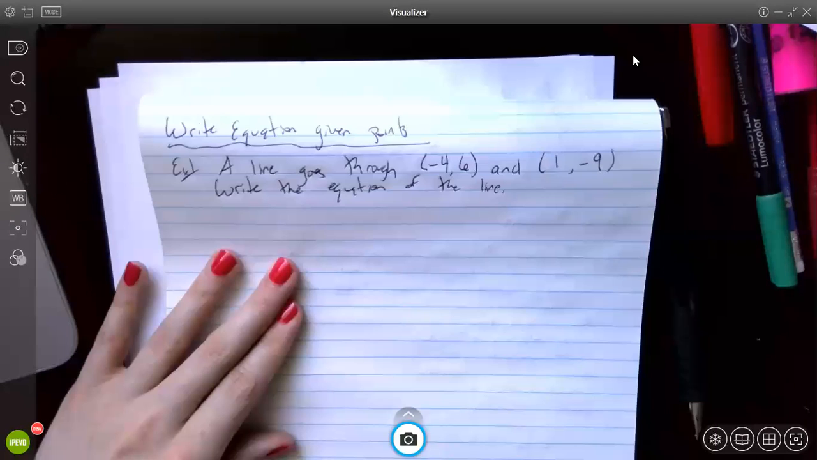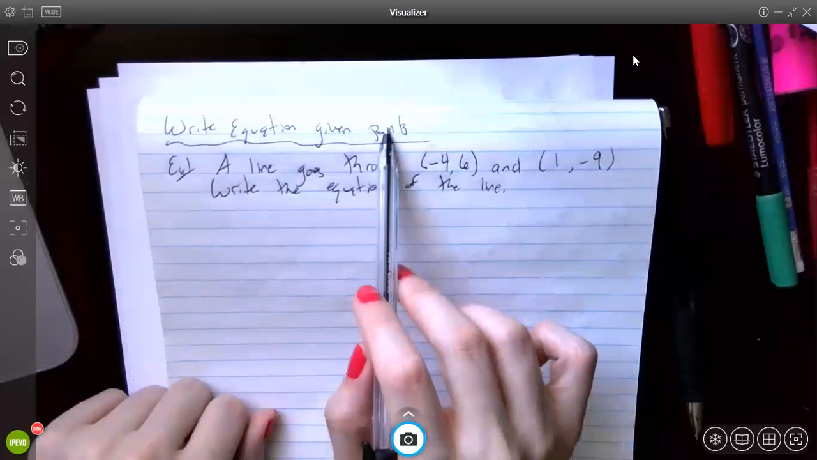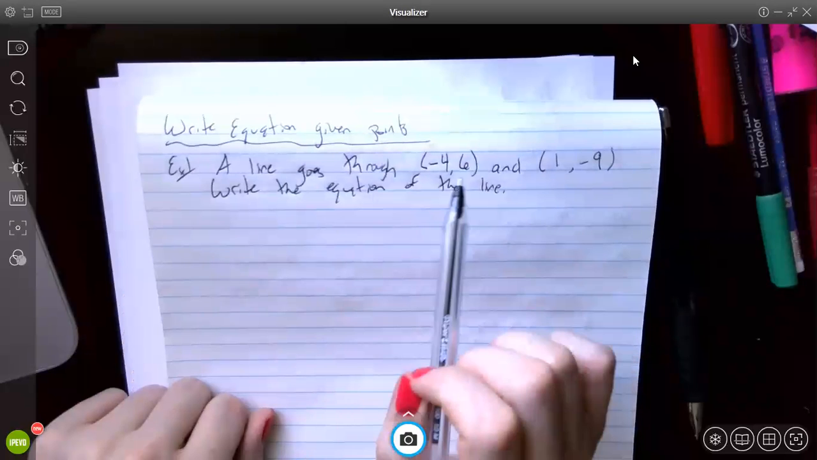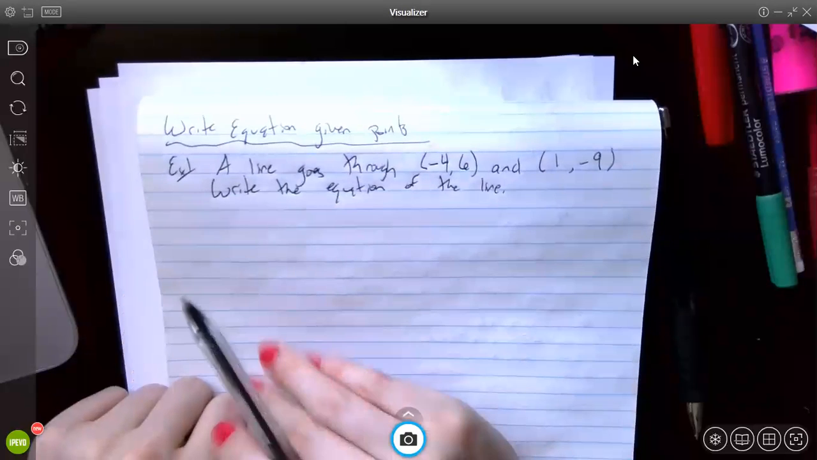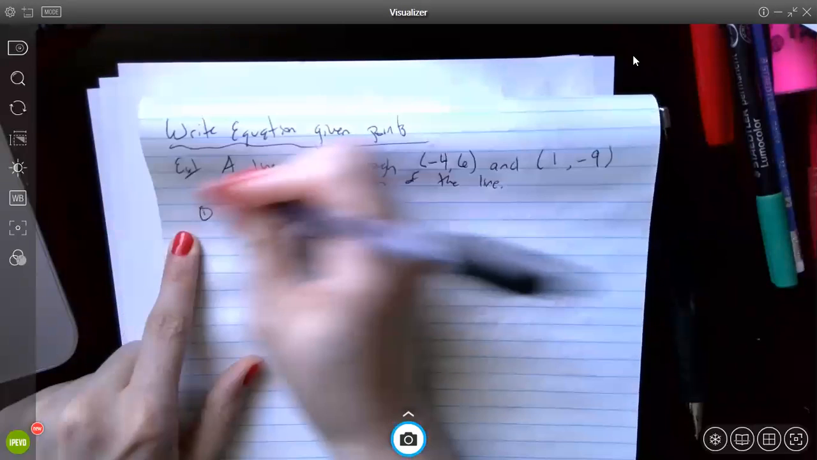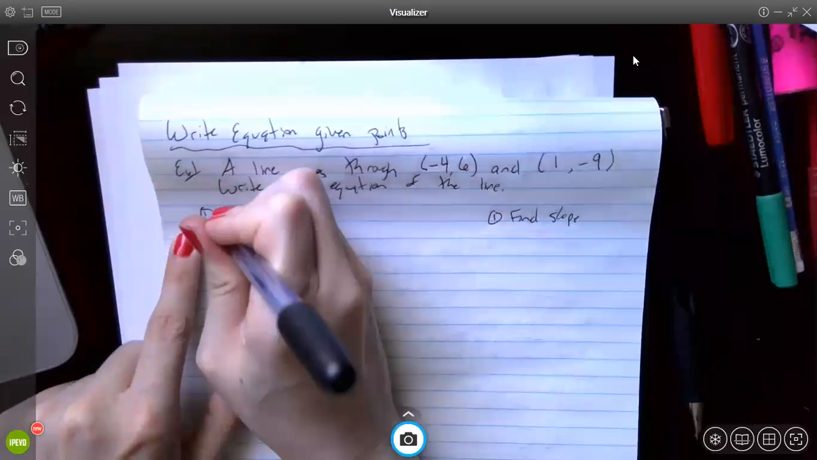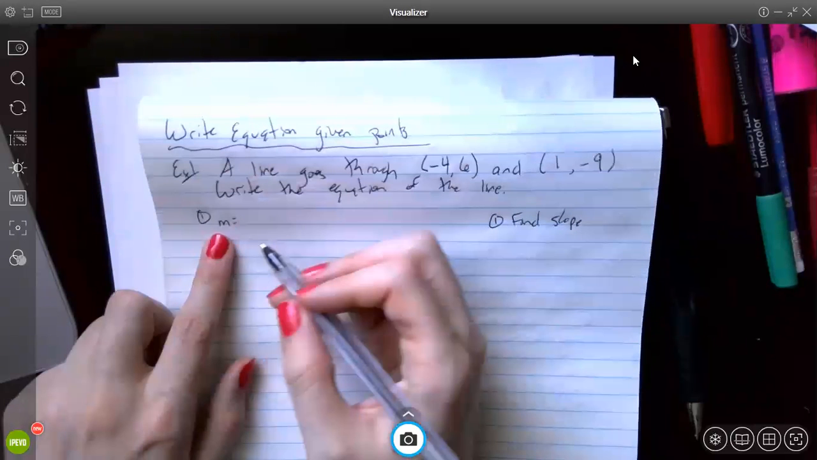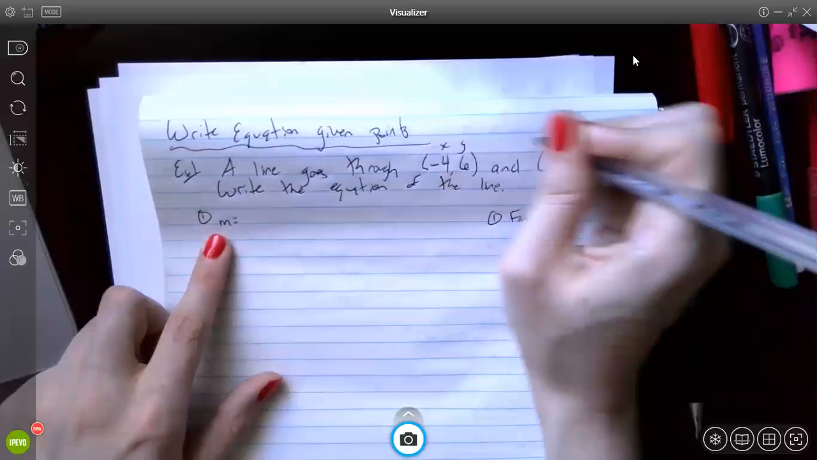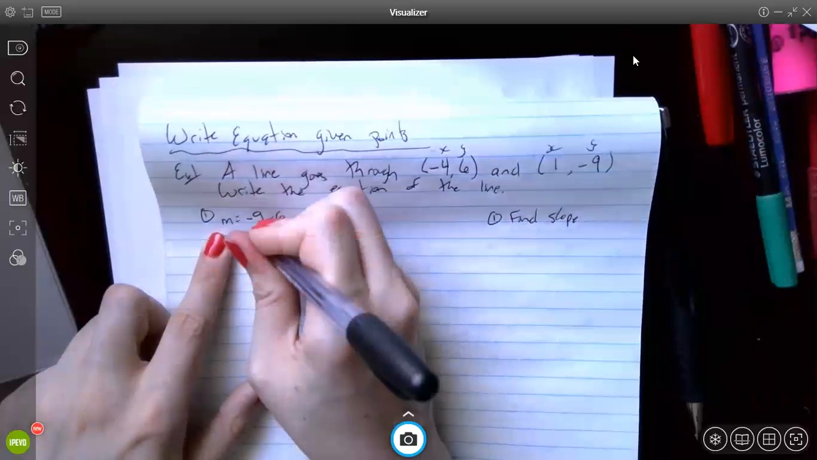Okay, the other type of problem that you might see is where you have to write the equation of a line given points. And you might be given 2 points, as I've done here, or you might be given 1 point and the slope. If you're not given the slope, that is your first step. So step 1, if you don't have it, find your slope. And for that, we're of course just going to be using y2 minus y1 over x2 minus x1, where these are our xy coordinates. So we'll do -9 minus 6 over 1 take away -4.